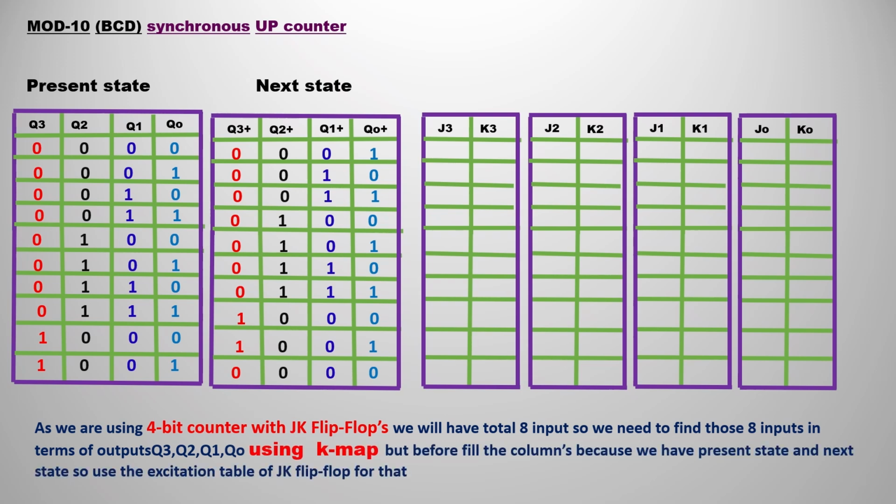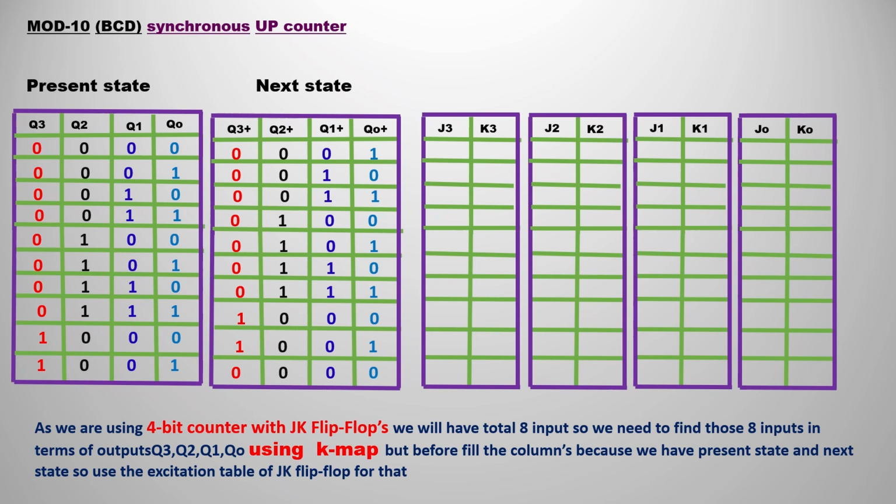And the next step is, first of all, we decided to use the JK flip-flop. Each JK flip-flop has 2 inputs. For the BCD counter we are going to use a total of 4 flip-flops, which means a total of 8 inputs. That is J3 K3, J2 K2, J1 K1, J0 K0.